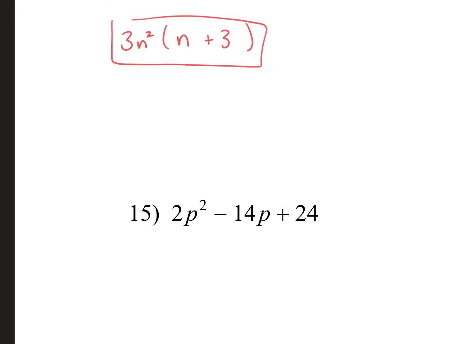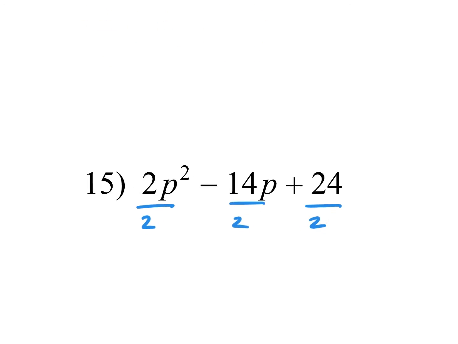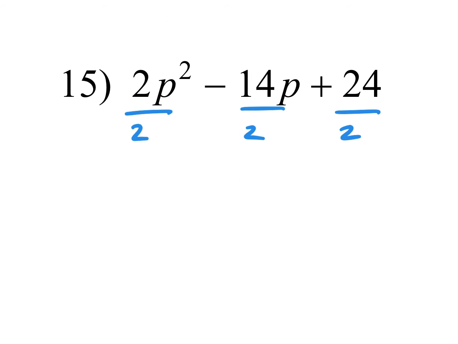All right, let's look at 15. Do I have a greatest common factor here? 2. So I can take out a 2 from all of these. Do I have any p's in common? No. Because the last one has no p's, so I can't take any p's out. So just 2 comes to the outside. What's 2 divided by 2? 1. So then I'm left with p squared.